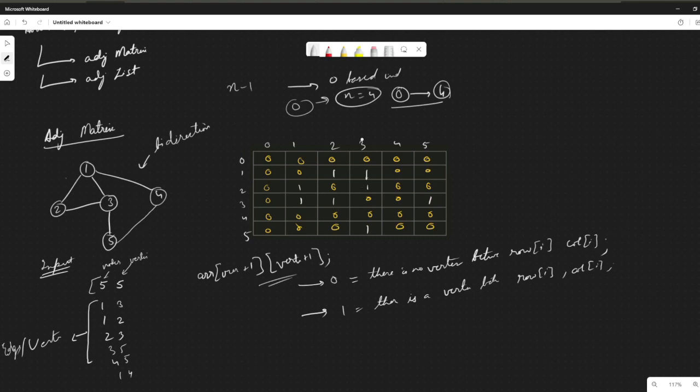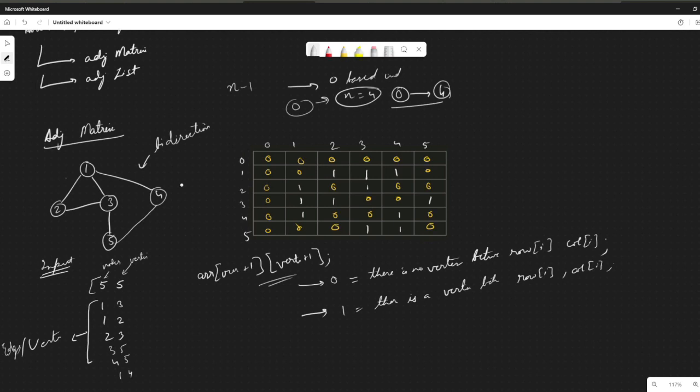4 and 5, here should be 4 and 5, 5 and 4, fifth row fourth column. Here should be 1 4, which is basically first row fourth column, and fourth row first column. So this is how we fill our adjacency matrix. If we are traversing the adjacency matrix, a 0 means there is no edge between these two nodes, and a 1 means there is an edge between two nodes.